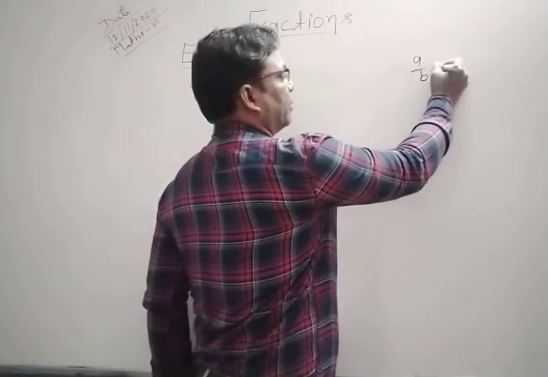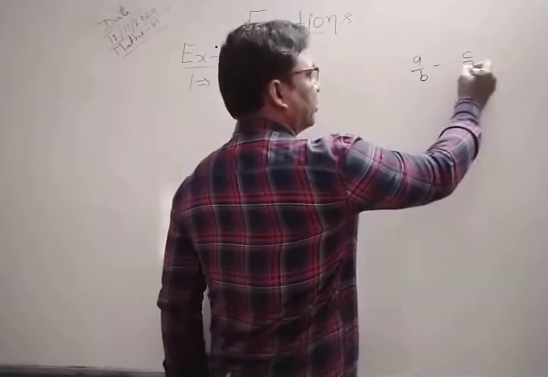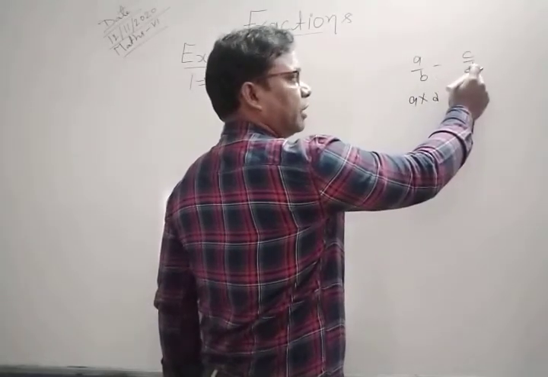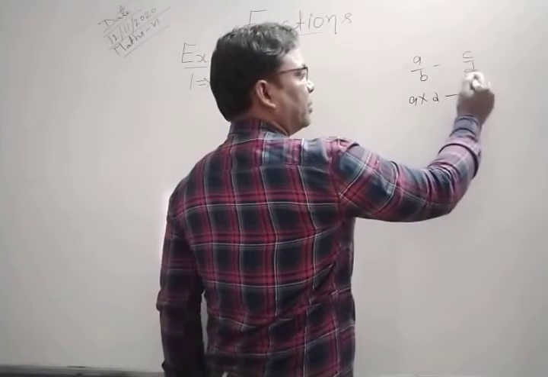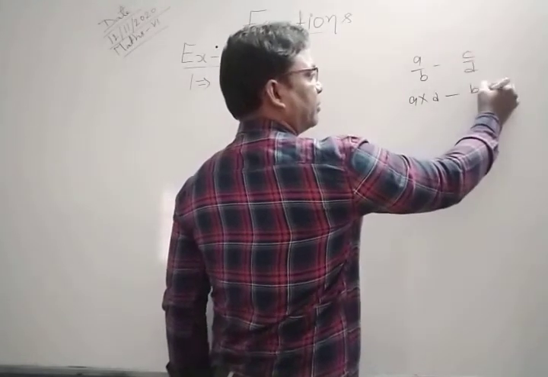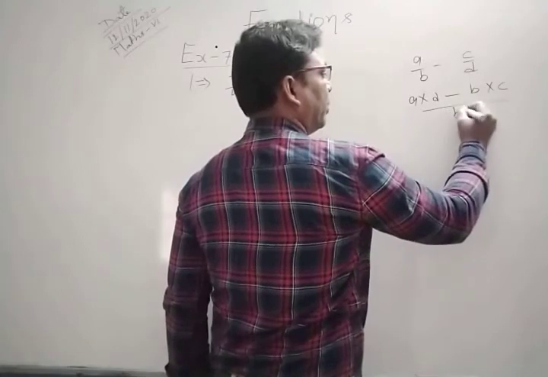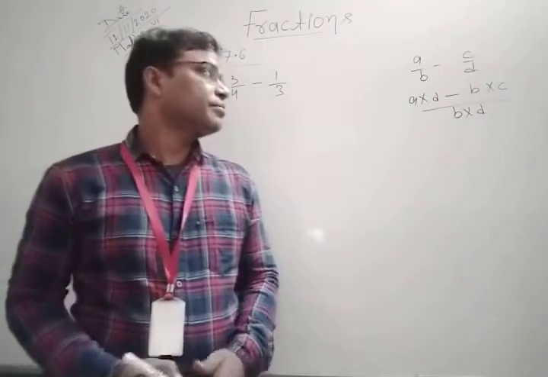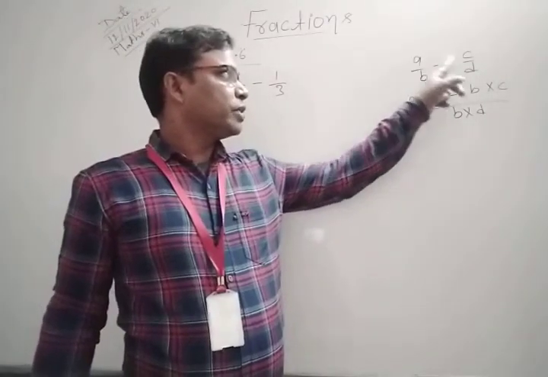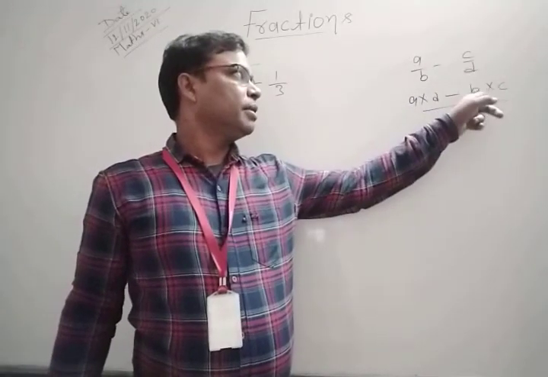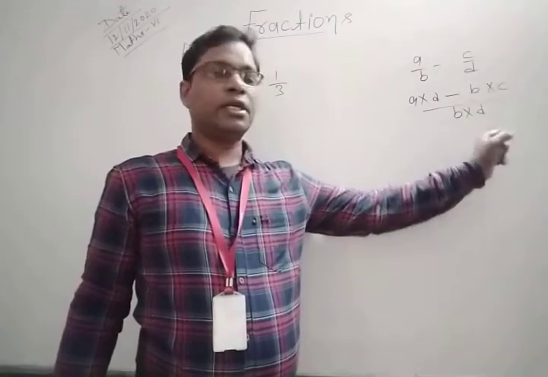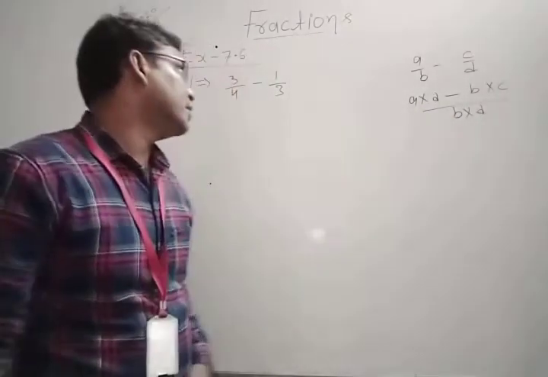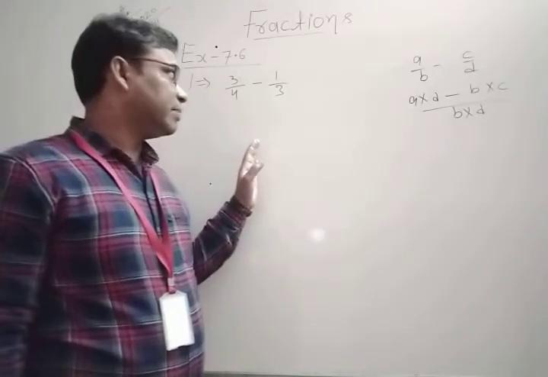a by b minus c by d is equal to a into d minus b into c, divided by b into d. That is, the product of the first numerator and second denominator, minus the product of the first denominator and second numerator, divided by the product of the denominators d1 d2. Clear? In this way you can solve these questions.